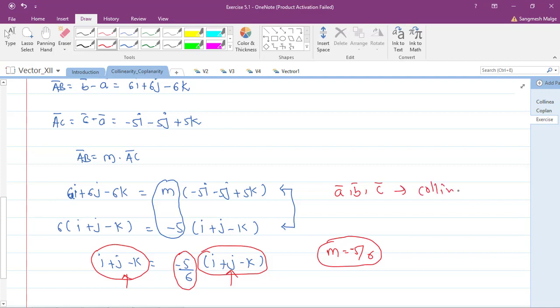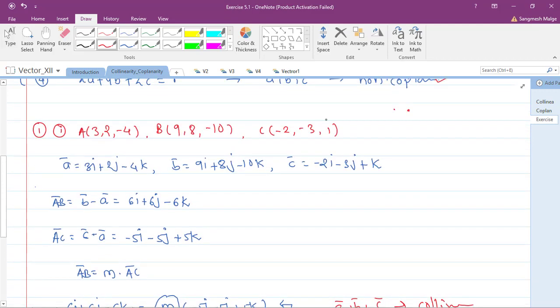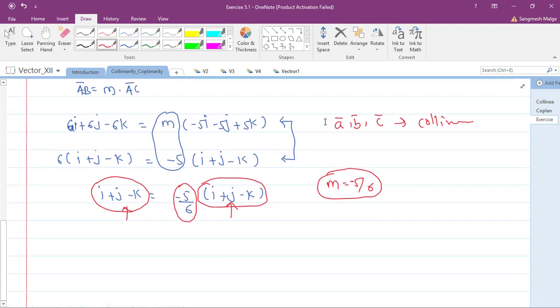Collinear vectors. As the vectors are collinear, the points will definitely become collinear points. So the conclusion is that the points A, B, C are collinear with the scalar factor of minus 5 by 6. Is it okay? Very good.